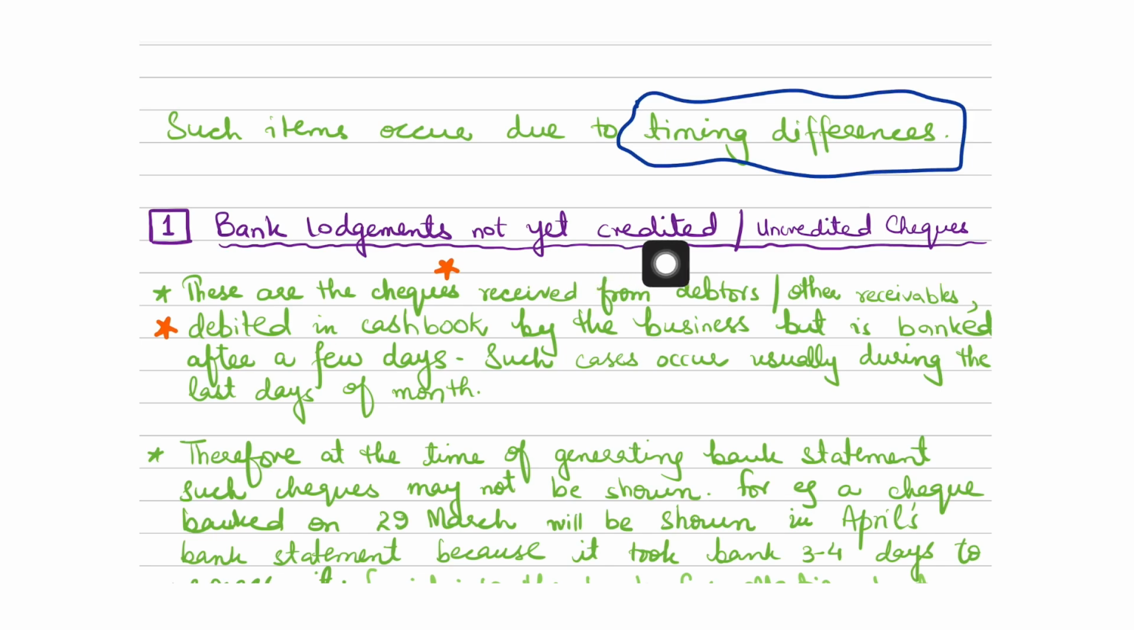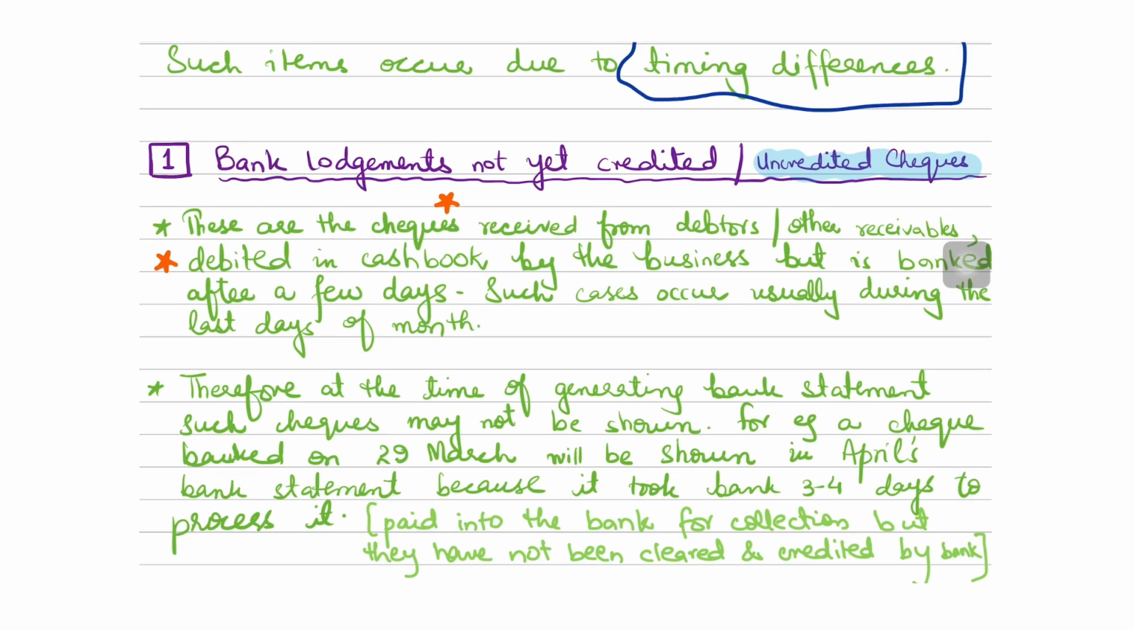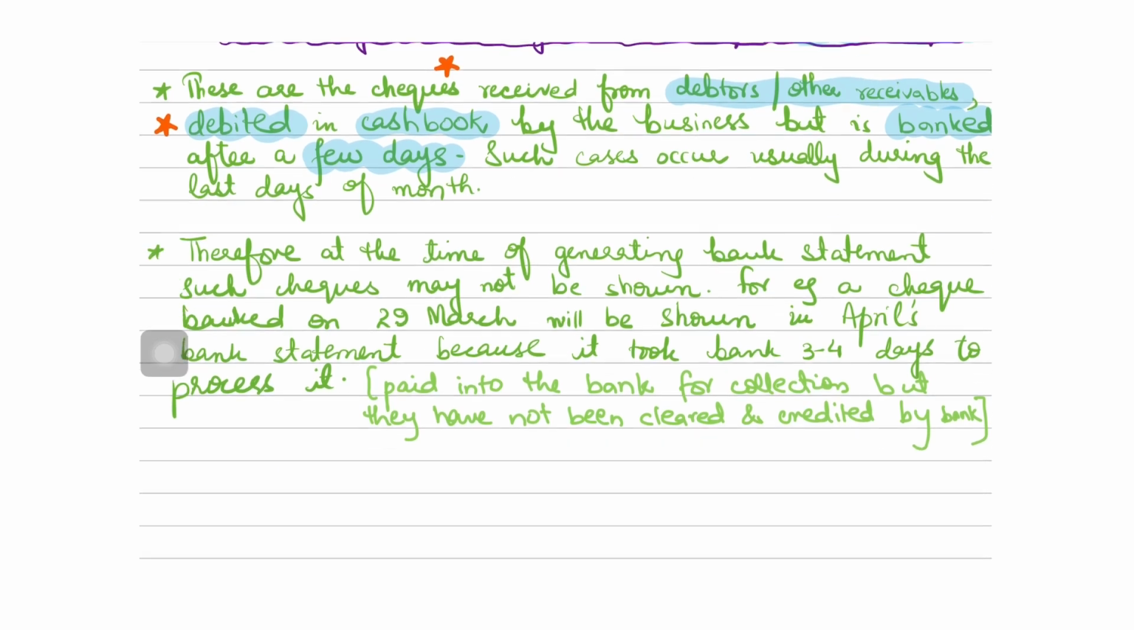The first one is bank lodgements not yet credited, or it is also called uncredited checks or uncredited deposits. Now what are they? These are the checks received by the business from debtors, for instance, or from other receivables from any other third party. They are recorded in the cash book by the business, and since the checks are received, they will be debited in the cash book, of course, but they are banked a few days later after receiving the check. So again, due to timing differences that transaction won't appear in the bank statement.